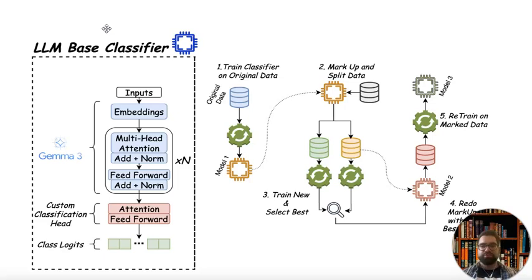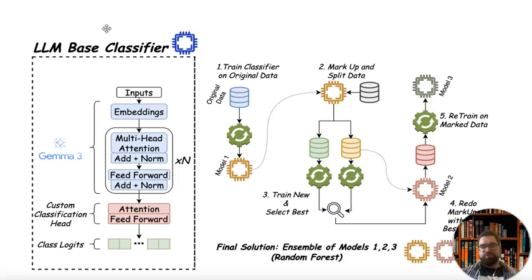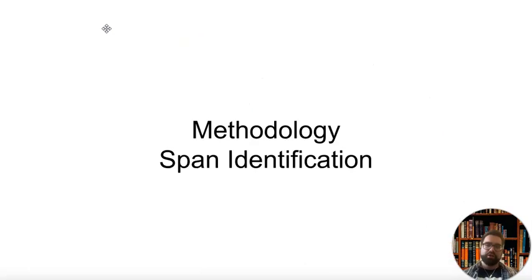And finally, with this data, we train another classifier of the same architecture to classify manipulations, but only on that pseudo-labeled chunk. The final solution is models 1, 2, and 3, and we ensemble them with a random forest classifier. So we use their logits to fit the random forest, and that was our final solution that we used for predicting on the private leaderboard.